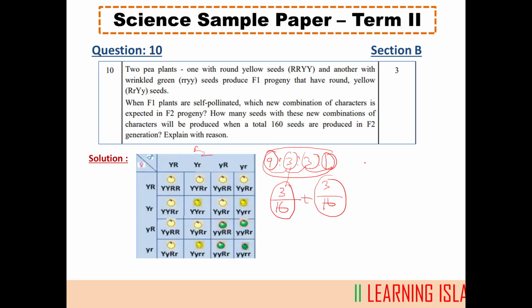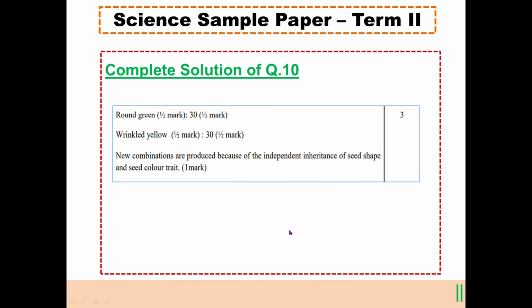Here it has been given that a total of 160 seeds have been produced. So out of this 160, I can easily find the number of this. So 3 by 16 into 160. If I calculate it, I get 10 here and 30. So there will be 30 with the mixed characteristics. Hope it is clear to you. So this is the final answer.